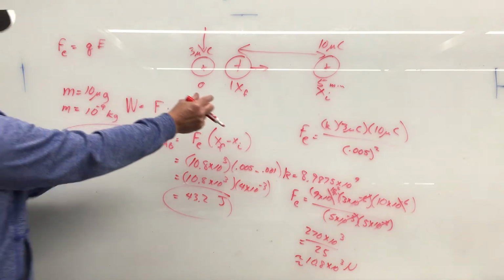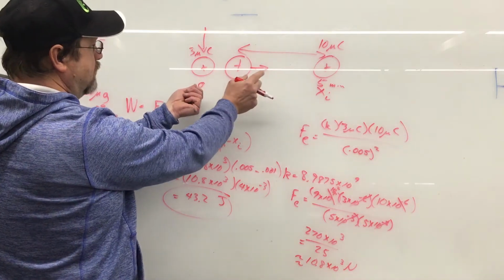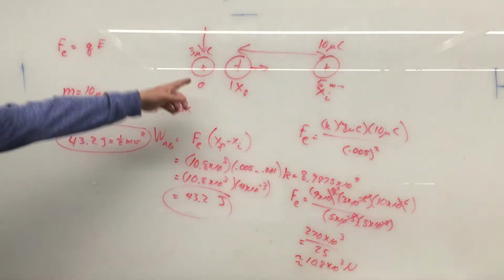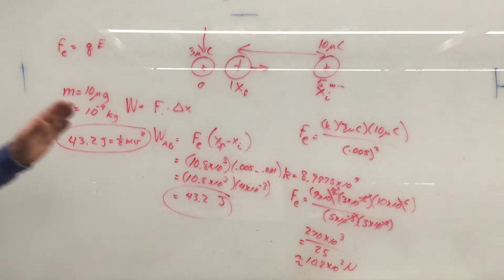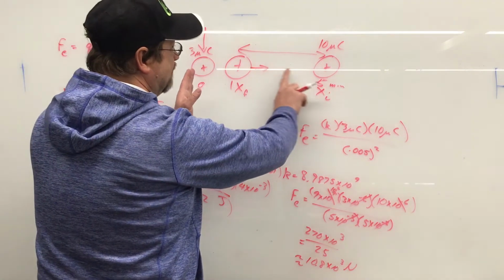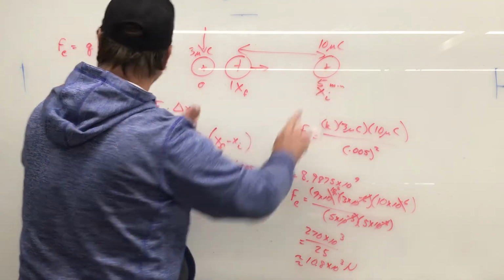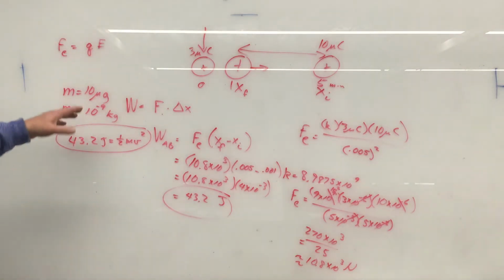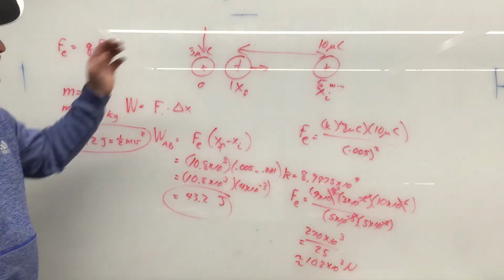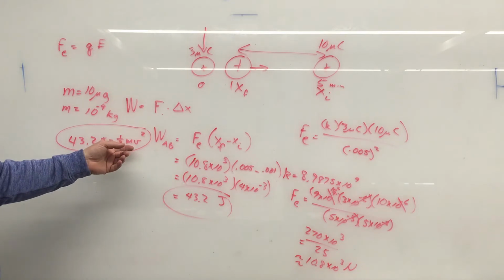And if we were to let this particle go, it's going to start shooting off that way because it's going to be pushed away by this one. Moreover, it's going to be pushed that way, and by the time it gets to this location right here, it will have given up all this energy. This energy will all have turned back into kinetic energy, and it will be moving at that speed.